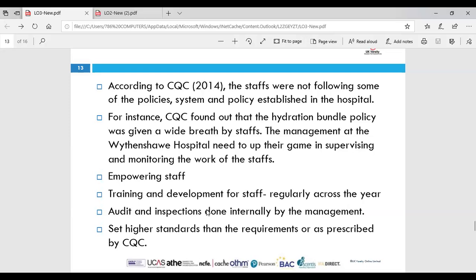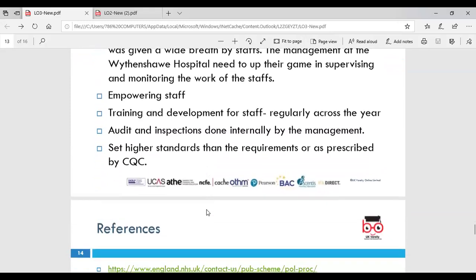Training and development of the staff should be regular across the year. So you're spending on the staff, but you're actually spending on your own organization. There should be regular audits and inspections done internally by the management. So when there's an external inspection, you can be clear that you've handled it properly. Set higher standards than the requirements prescribed by CQC 2014.